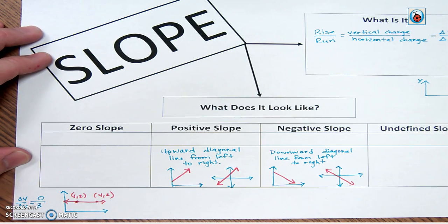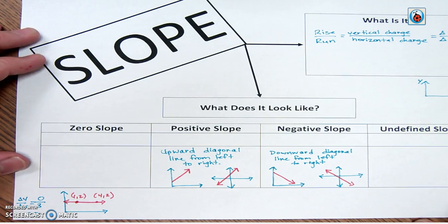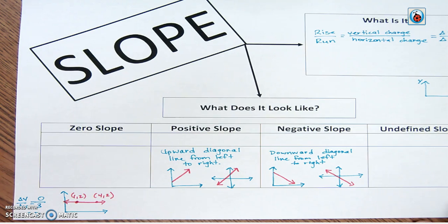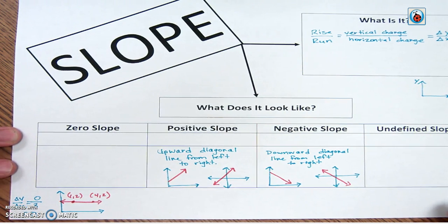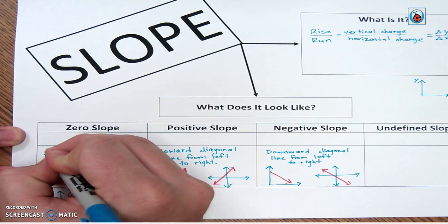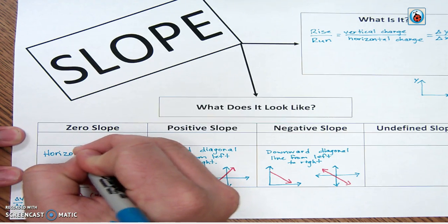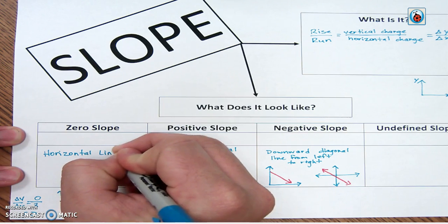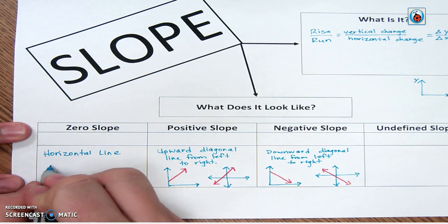I think I can simplify that. 0 over 3 is simply 0. So this is going to be a line that has 0 slope, or a slope of 0 might be the better way to put it. So 0 slope is simply going to be a horizontal line. 0 slope is a horizontal line.